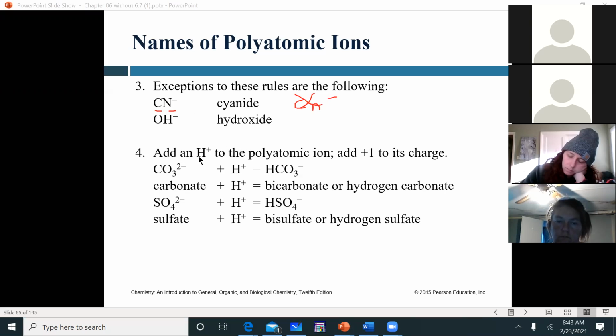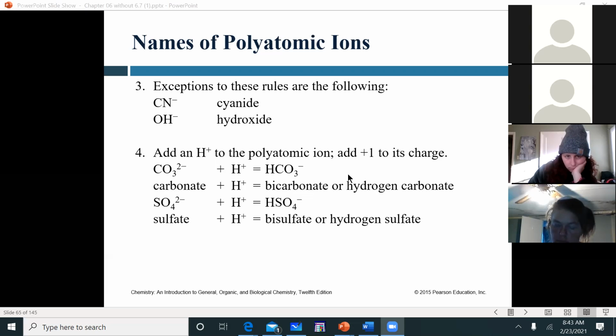If we happen to add an H plus to the front of something, like here I've got carbonate, CO3 with a 2 minus. Let's say I add a hydrogen. Hydrogen has a plus charge. Sometimes we call hydrogen just a proton. If I add a plus charge to a 2 minus charge, the charge will drop by 1, right? And so instead of 2 minus, we're 1 minus. We put the hydrogen in the front. The name gets shifted. This would be carbonate. This we call bicarbonate or hydrogen carbonate.